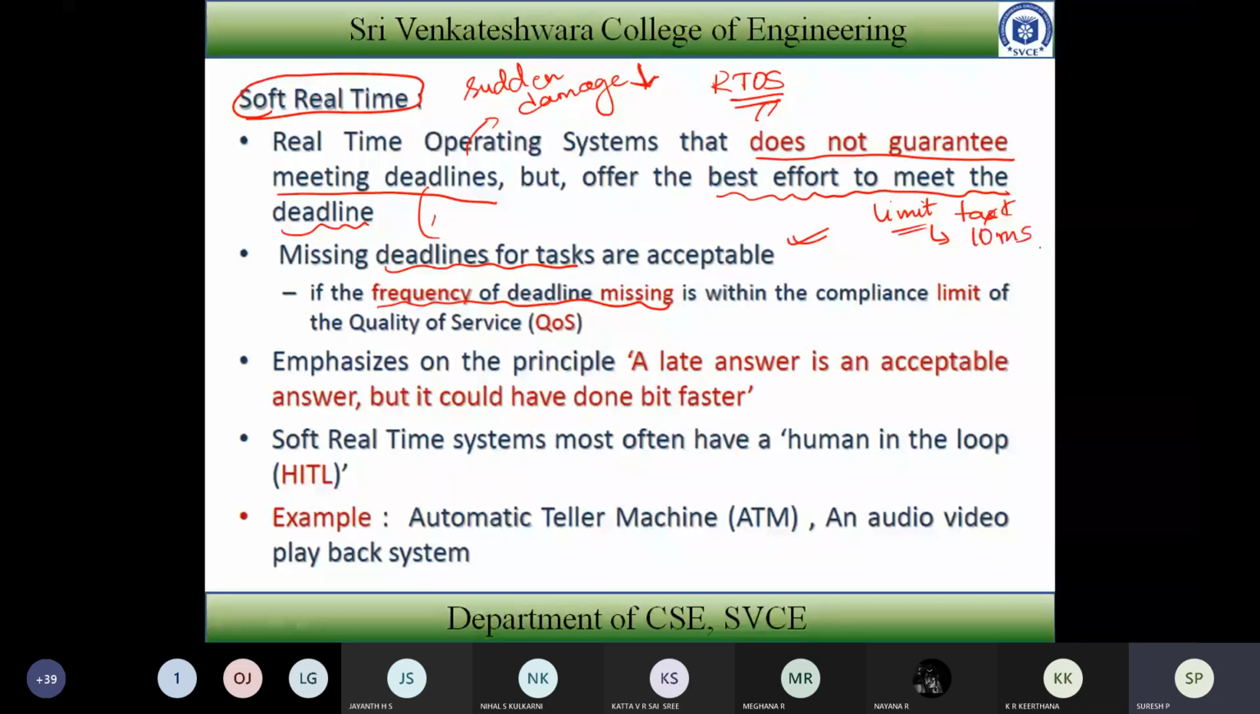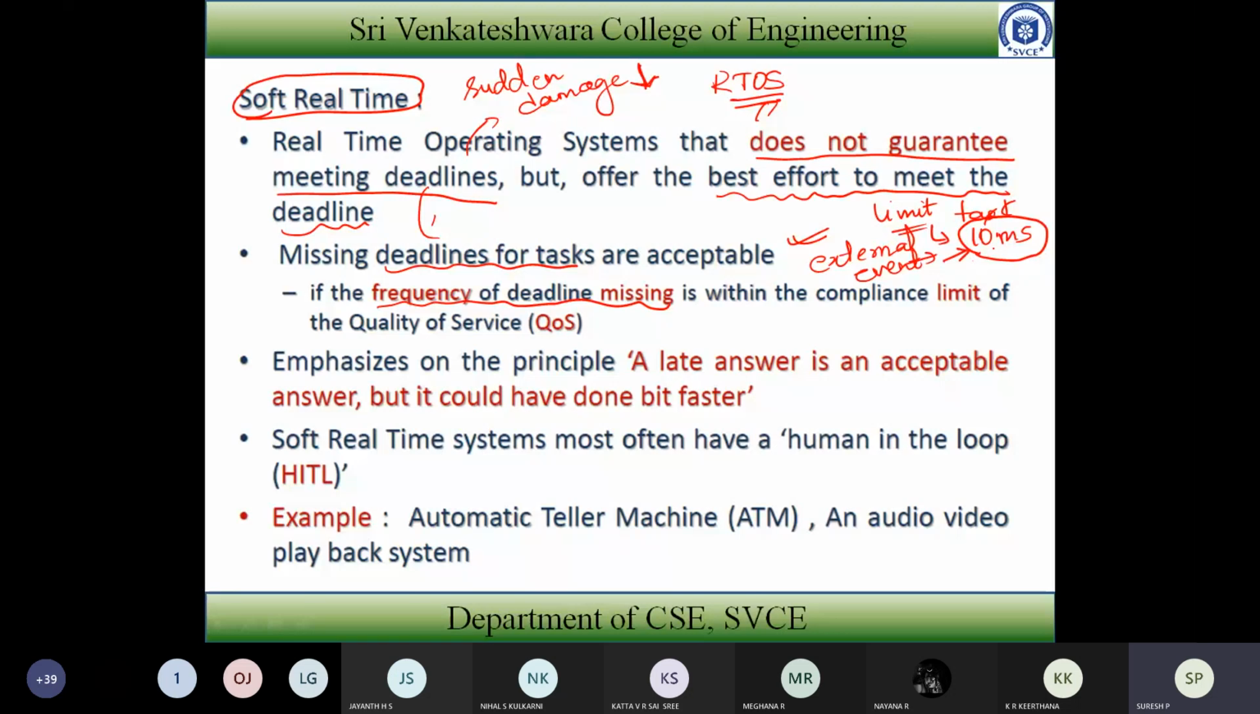Okay, some external event is going to occur. Depending upon the external event, your real-time operating system has to respond within the limit. Within the limit means what? My limit is 10 milliseconds, which I have given. Within this period of time, that particular task has to be completed.